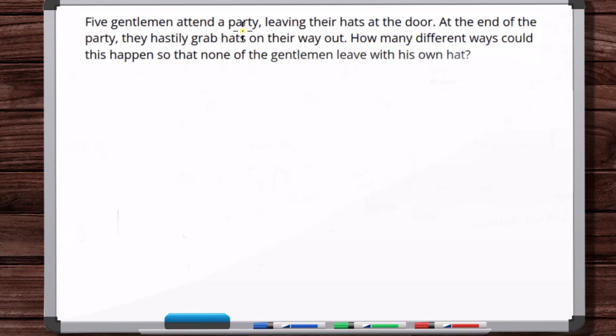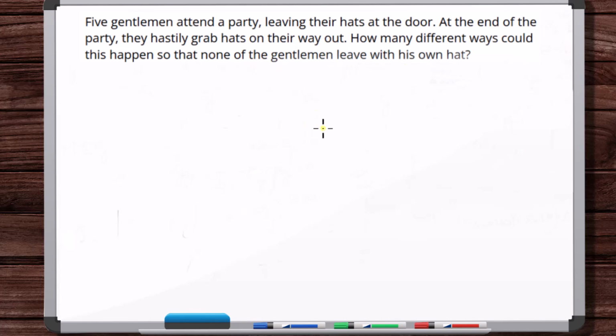5 gentlemen attend a party, leaving their hats at the door. At the end of the party, they hastily grab hats on their way out. How many different ways could this happen so that none of the gentlemen leave with his own hat?